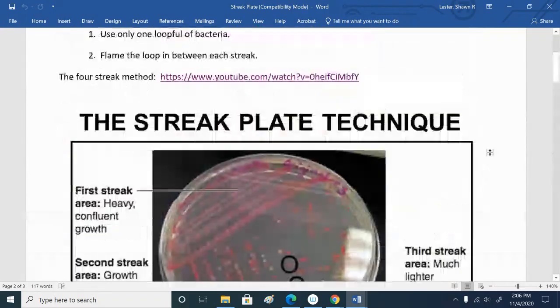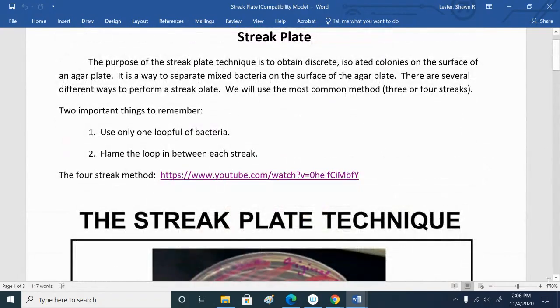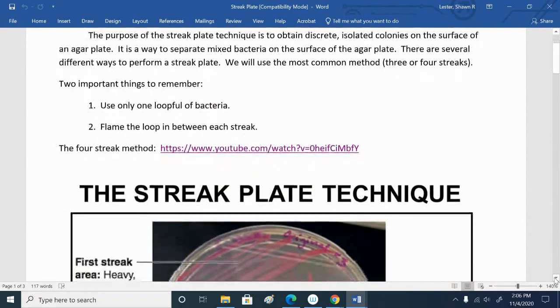Oh, geez. This thing jumps around when it's got pictures in it.